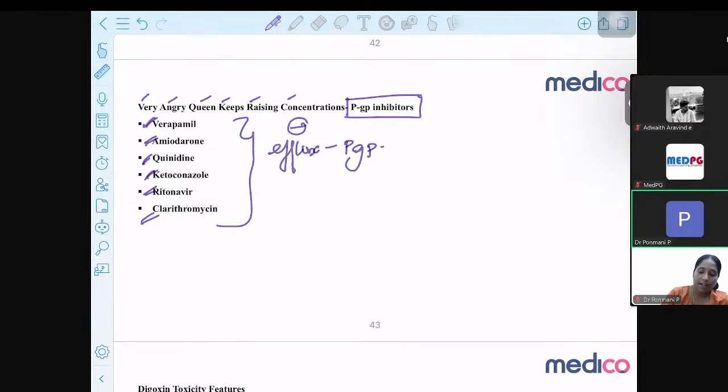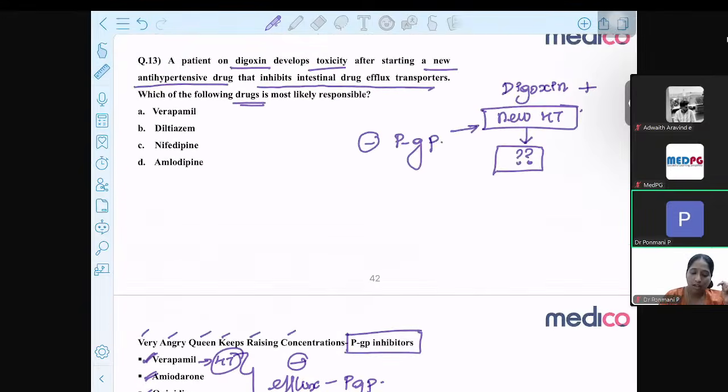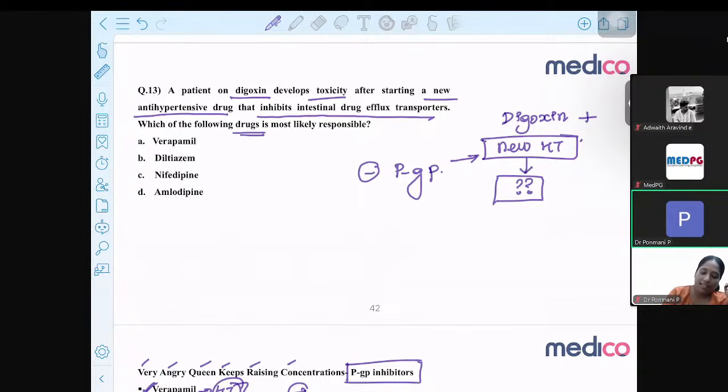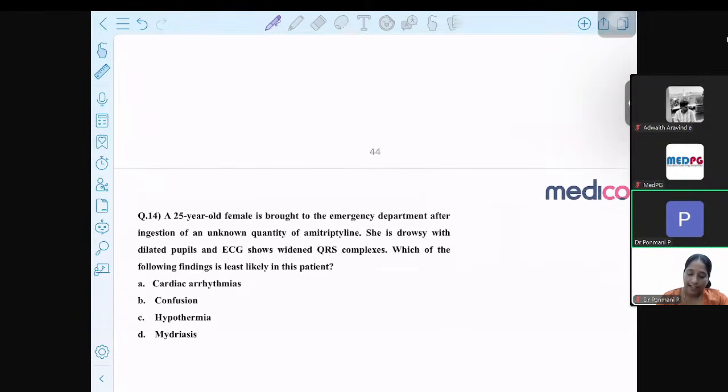which is P-glycoprotein. And among this, which is a drug which can be given for hypertension? It is verapamil, which is a CCB, a calcium channel blocker. So among these options, which option is right? It is option A, which is verapamil. Clear? Right. So now we'll move to the next question.